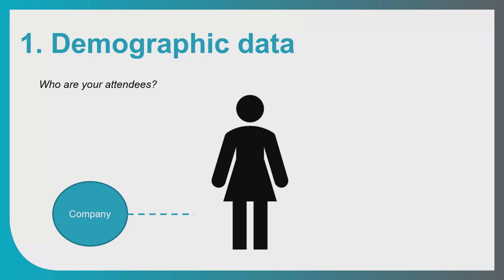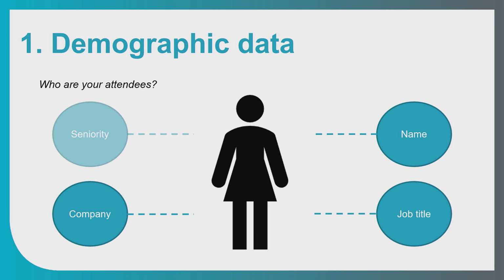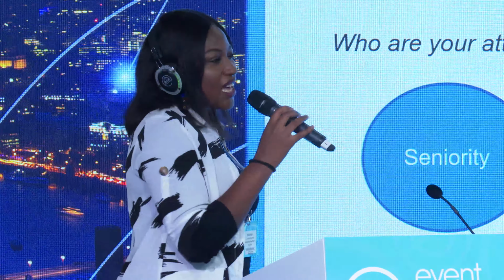So your demographic data is really looking at who your attendees are. So it's capturing information such as name, job title, seniority, company. You might want to know if they're ex-customers, how many of your events they've attended, those kind of things. And this is typically captured through a registration form, or it might be in your CRM system already.